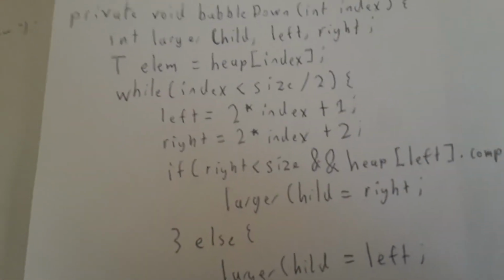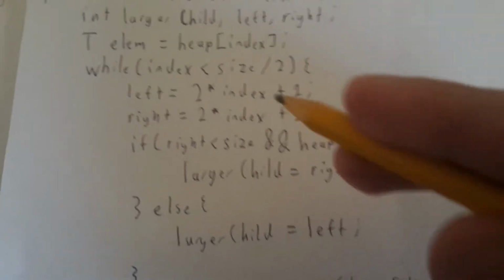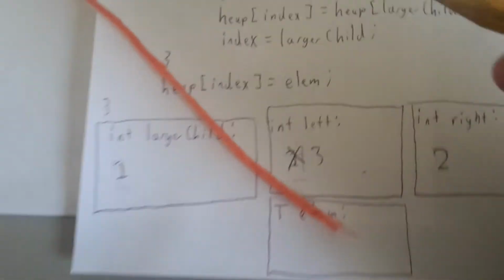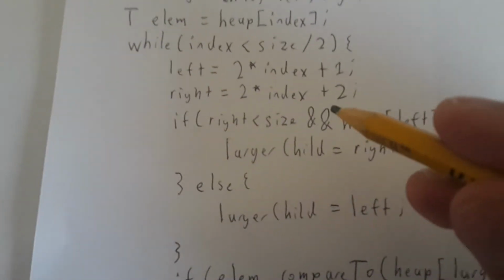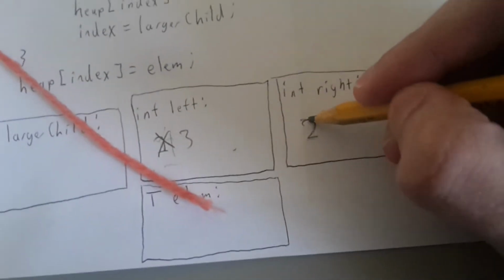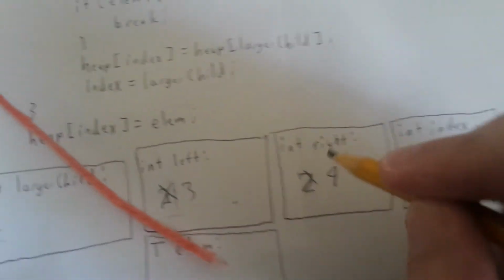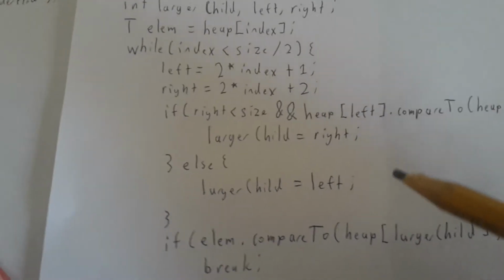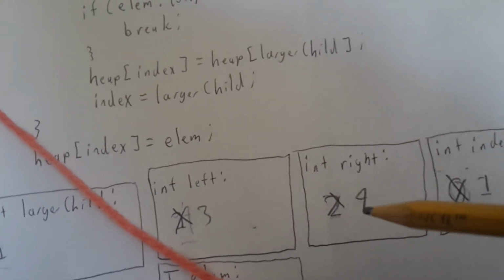Now index is 1, and size divided by 2 is 3, so 1 is less than 3, so that's true. Let's continue. 2 times 1 plus 1 is 3. 2 times 1 plus 2 is 4. Okay. If right is less than size, so right is 4, which is less than the size, which is 6.